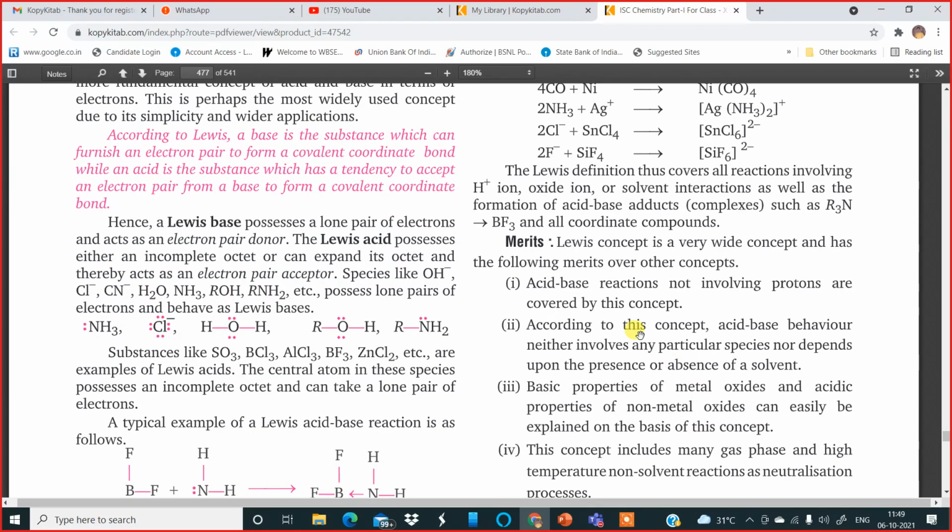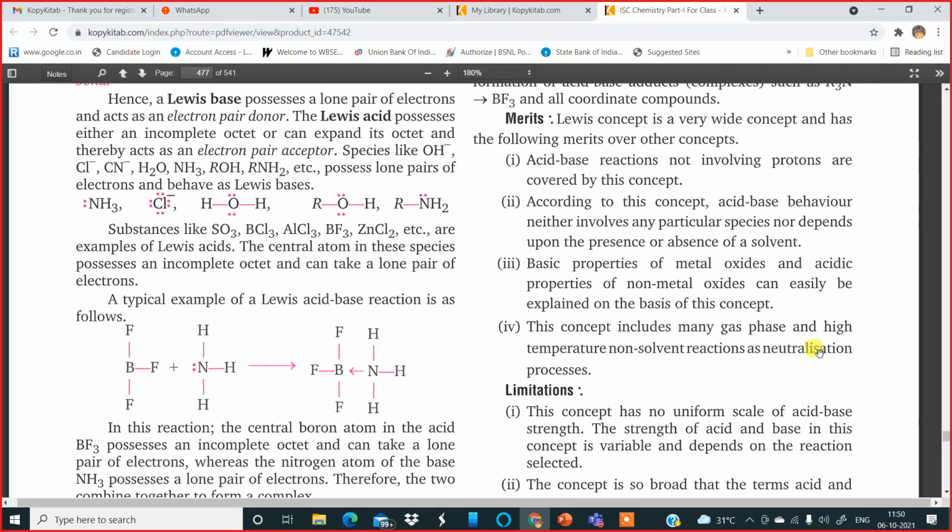Now, let us see the advantages. The Lewis concept is a very wide concept and has the following merits over other concepts. Acid-base reactions not involving protons are covered by this concept. Acid-base behavior neither involves any particular species nor depends upon the presence or absence of a solvent. Basic properties of metallic oxides and acidic properties of non-metal oxides can easily be explained, because metals can lose electrons and non-metallic oxides can accept electrons. This concept also includes many gas phase and high temperature non-solvent reactions as neutralization processes.